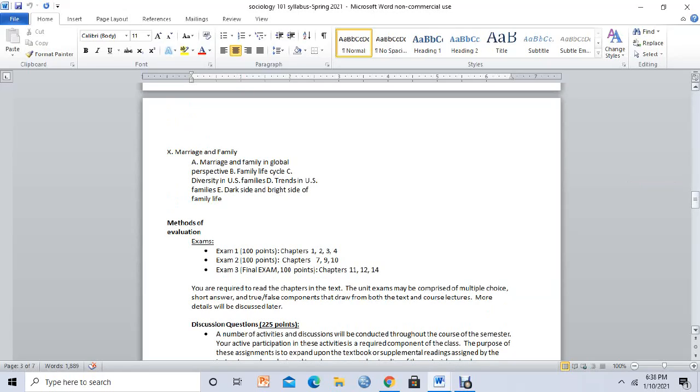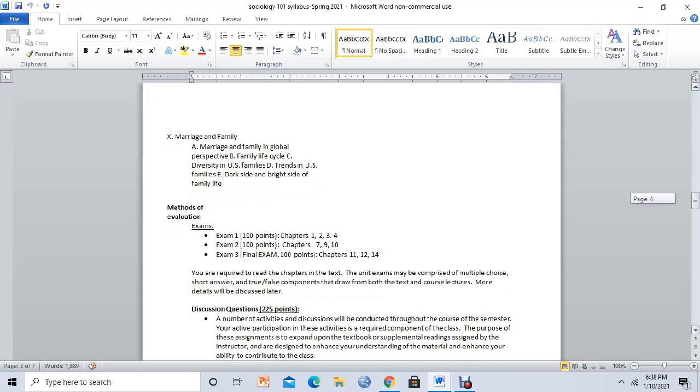So marriage and family in a global perspective, of course, family life cycle, diversity in the U.S. family, trends in U.S. families. We talk about more or less the bright side, I won't talk about the dark side, the bright side of family life from Nicholas Stennett. So we're going to look at these as far as the exam. Those are the different topics we're going to go over. Remember, this is just the syllabus. This is day one.